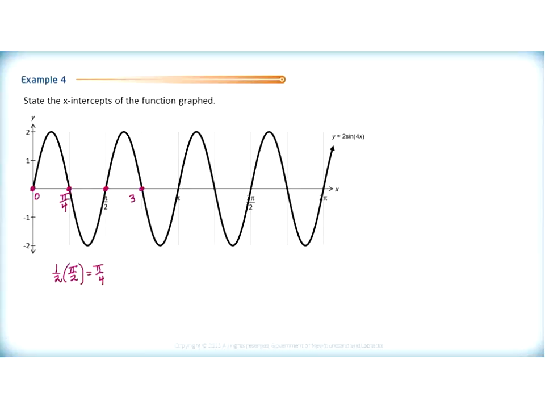This one then would be at 3 pi over 4. Pi is the same as 4 pi over 4. This one would be at 5 pi over 4. 6 pi over 4 is the same as 3 pi over 2. So this one here would be 7 pi over 4. So if you're going to state all of the x-intercepts here, the x-intercepts occur for all multiples of pi over 4, that is pi over 4 n, where n belongs to the set of integers. And that would represent all of the x-intercepts of the function graphed.